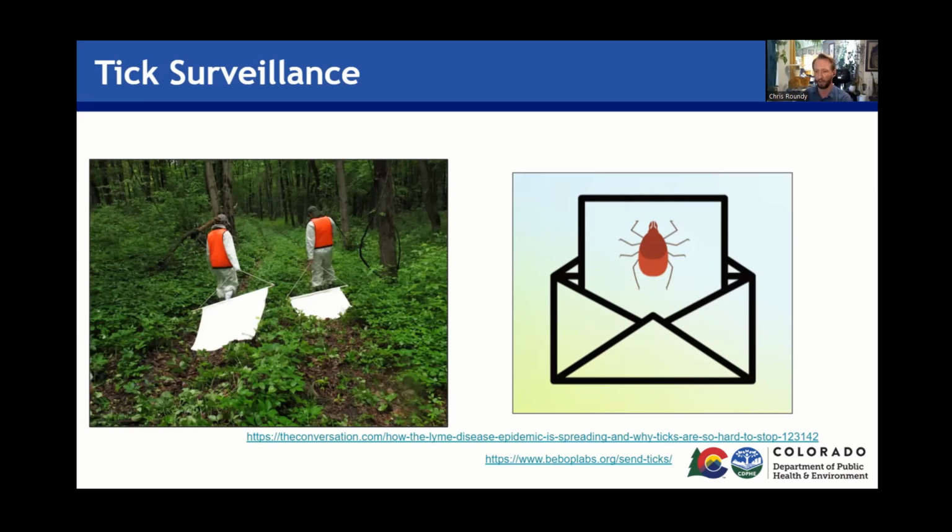They grab onto that white cloth, then they're easy to spot afterwards, pick off, and identify. This requires a little bit of training and a fair bit of time to go out and do this surveillance regularly. So a lot of states either supplement or instead of that, use passive tick surveillance, where people or veterinarians or doctors who find ticks can send them in for identification and possibly testing.